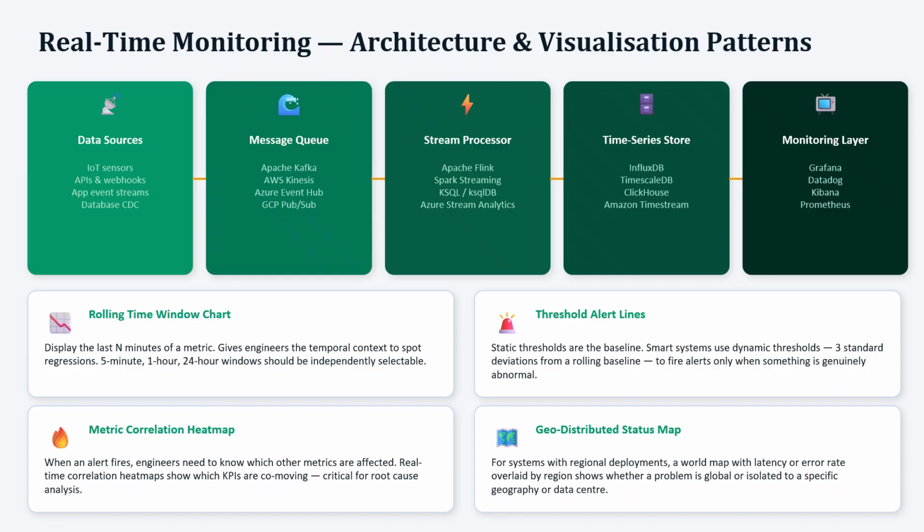Next is the stream processor. So this is the computation layer. Apache Flink and Spark Streaming perform windowed aggregations, computing the average of the last 5 minutes of data, for example, in real time.